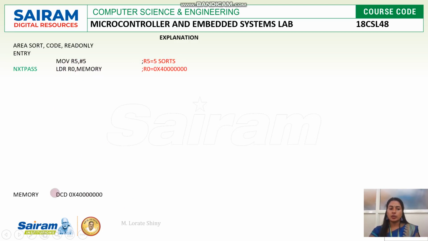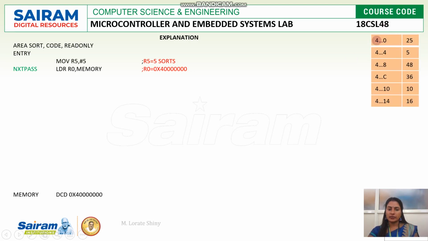Next, first loop, LDR R0, =memory. Okay, so the memory value is assumed as 40000000. That is moved to the R0 register. Now you can see here the address of the first data is assumed as 400000, that is the address of 25. Then from that memory location we have to move the data to one register.